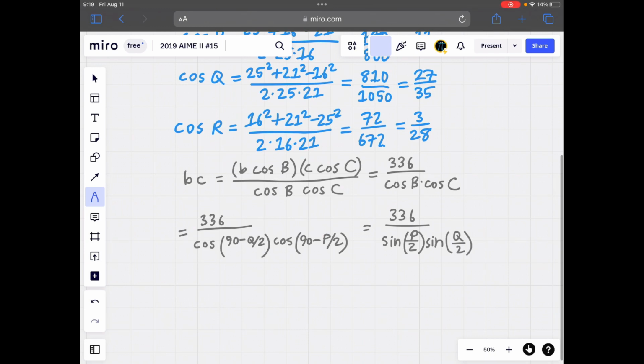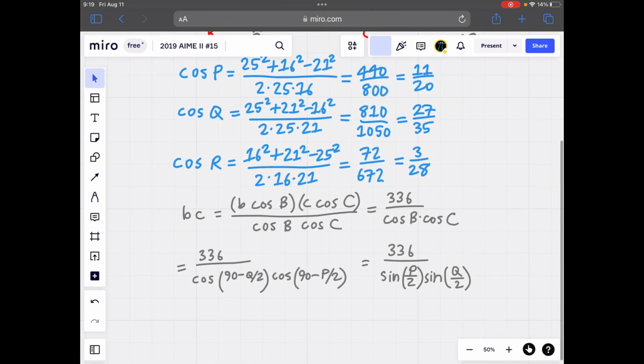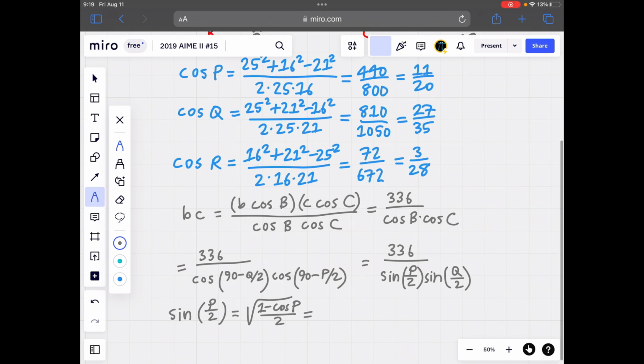And we know the values of cosine P and cosine Q. We can use the half angle formula, which directly involves the values of cosine P and cosine Q for sine of P over 2 and sine of Q over 2, and then we're done. So sine P over 2 is just the square root of 1 minus cosine P over 2. And that's equal to the square root of 1 minus 11 over 20 over 2. And that's 9 over 20 divided by 2. So we have the square root of 9 over 40, which is equal to 3 over 2 root 10.